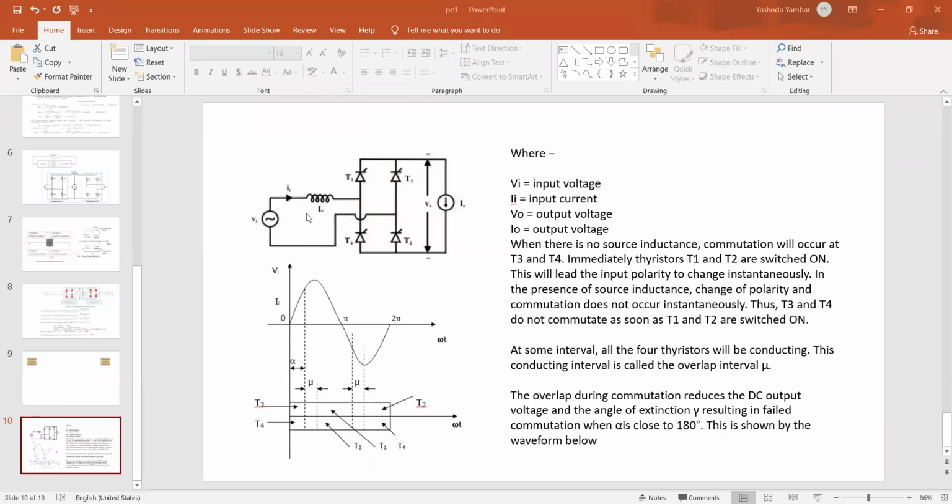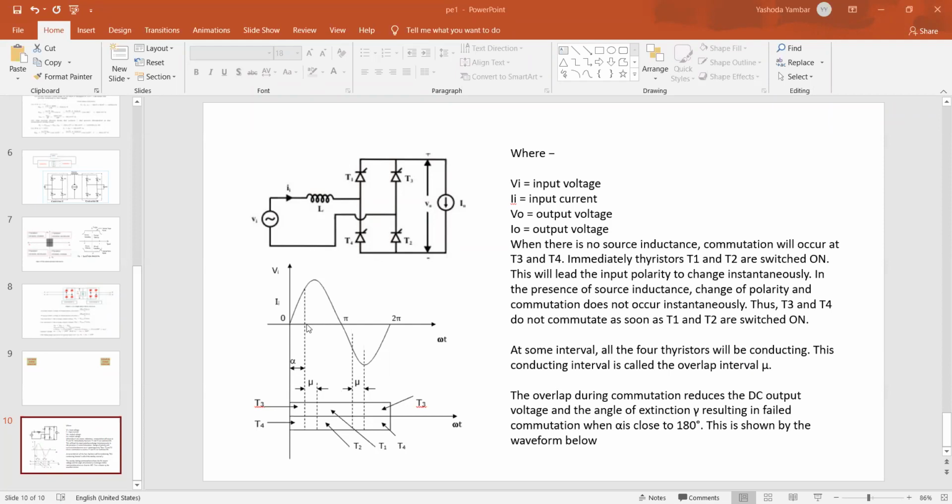If source inductance is present, the initial thyristors T3 and T4 will not commutate at omega t equal to pi. There will be a condition where all the 4 SCRs are turned on, and due to this, the output voltage and output current start to decrease. So at some interval, all 4 SCRs will be conducting. This conducting interval is called the overlap angle interval U. Remember, all of you, this is an objective type question. What is the overlap interval? During this overlap condition, all the 4 SCRs will be conducting.